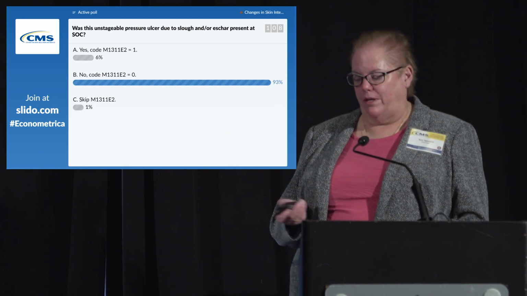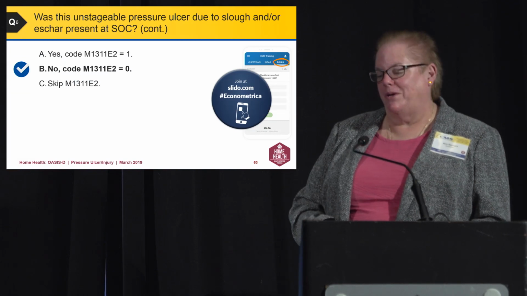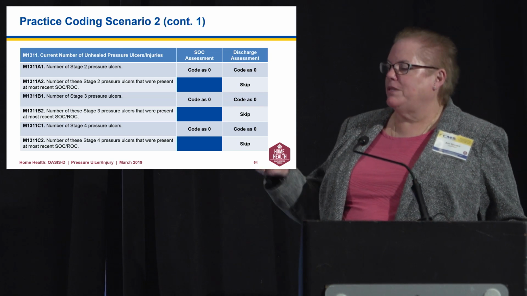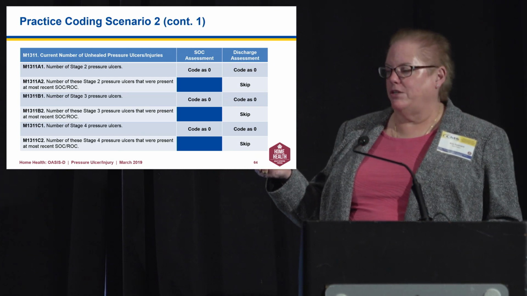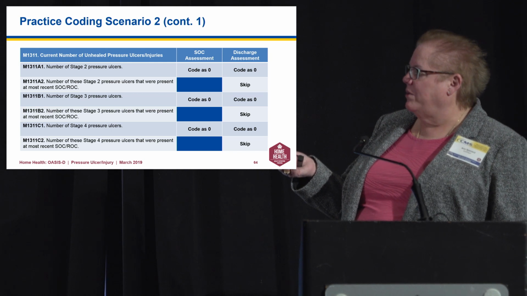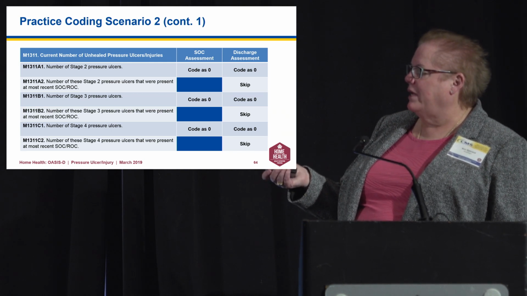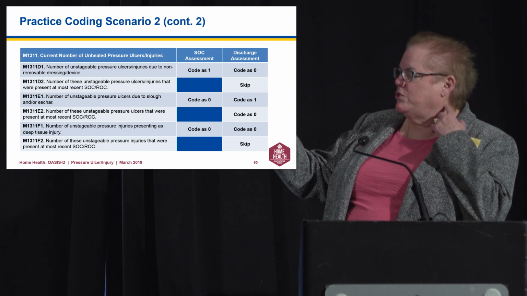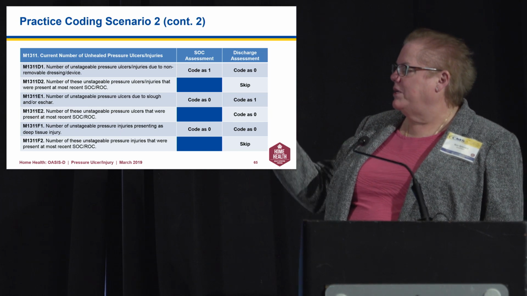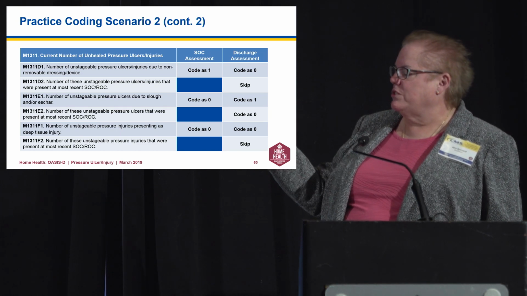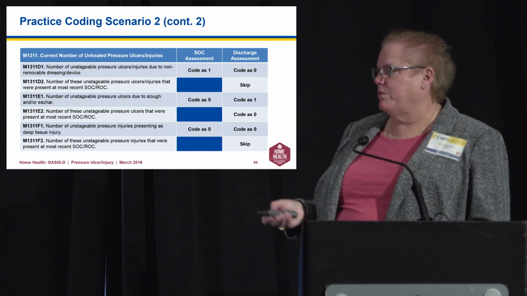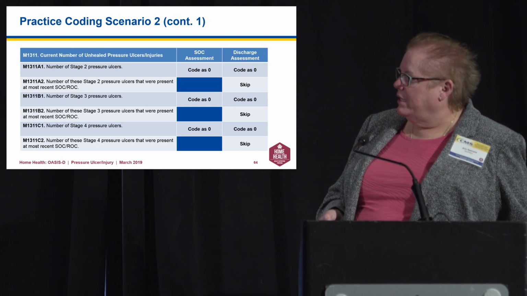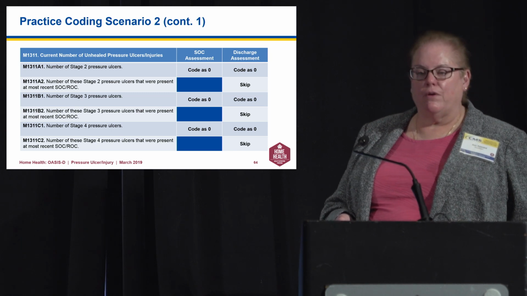Okay, let's see the answer. I already gave it to you. It would be coded no, because it wasn't present. And then I'm not going to read through these, but this would be exactly how it would be coded if you were looking at your OASIS, all right? So here, all of these would be zeros, okay? And then we have the unstageable due to non-removable dressing at admission, and then we have unstageable due to slough and eschar at discharge, and we didn't have any of those present upon admission. So what you'll notice on this, let me go back one thing, is do you see the stage 3 there coded at all?